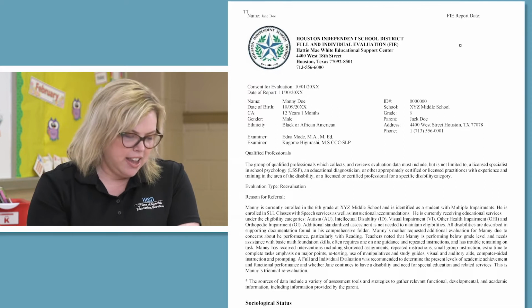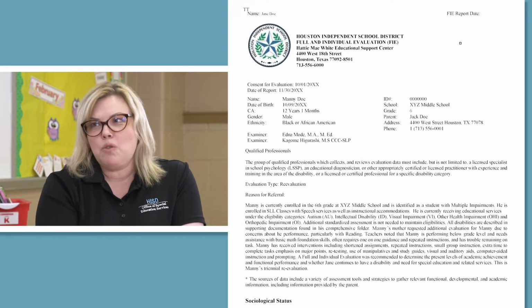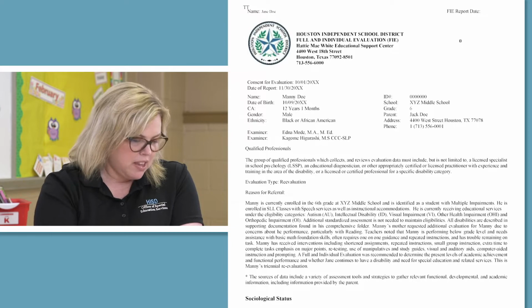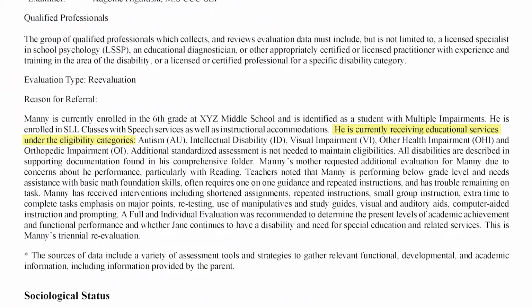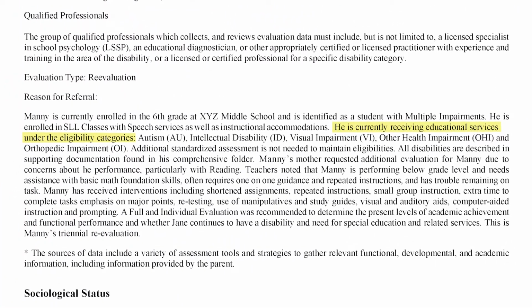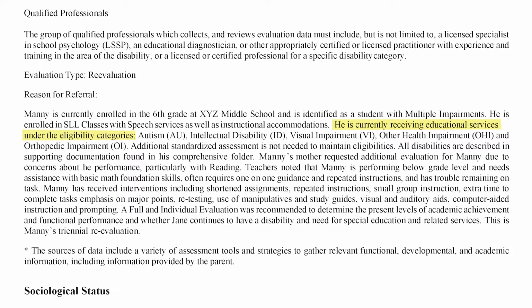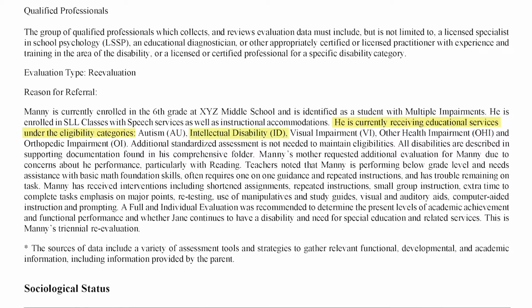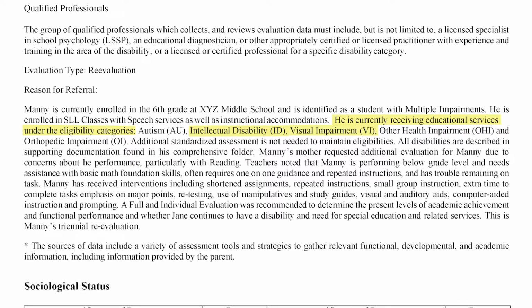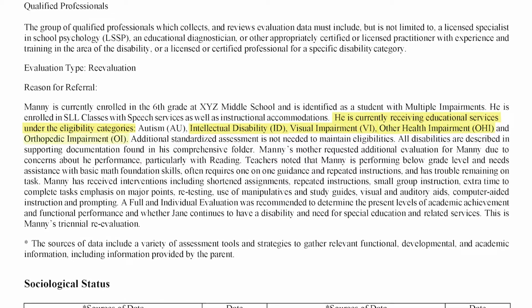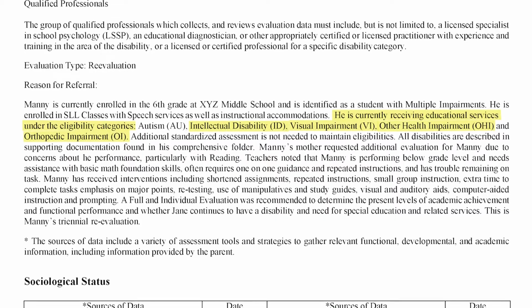Sure, I would love to help. First, let's look at this student's FIE, his full and individual evaluation. Sure, I have that right here. Oh, awesome. Now, looking at his FIE, we can see that Manny is enrolled in a self-contained classroom. Here it states that Manny is currently receiving educational services under the following eligibility categories: intellectual disability, visual impairment, other health impairments, and also orthopedic impairments.